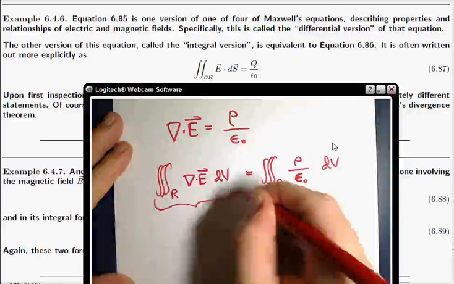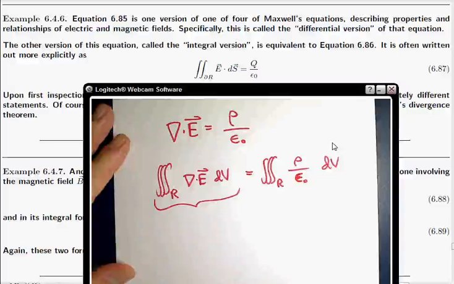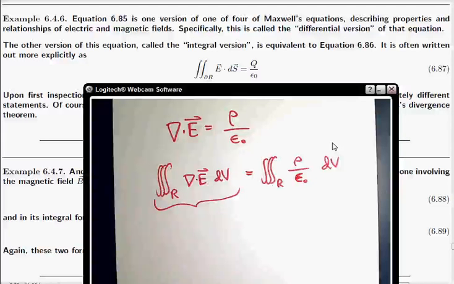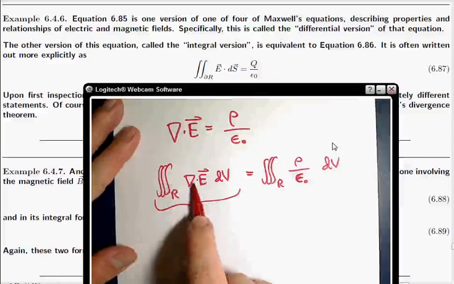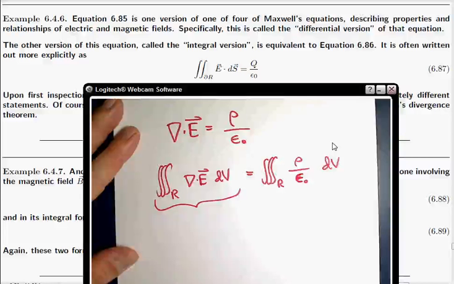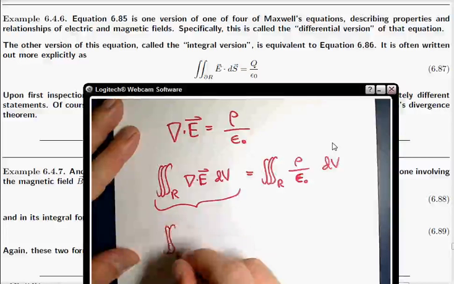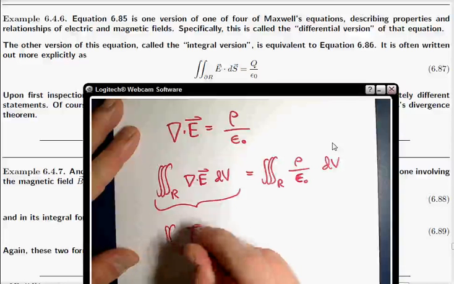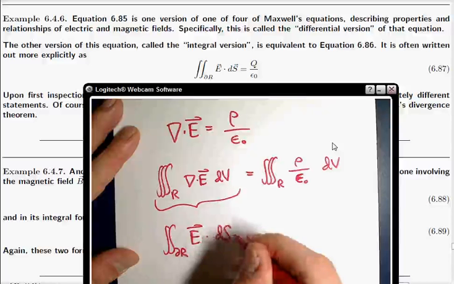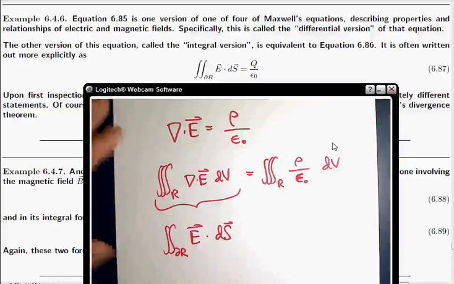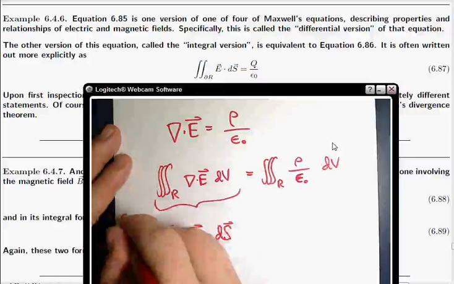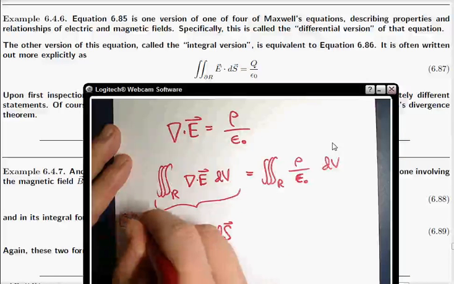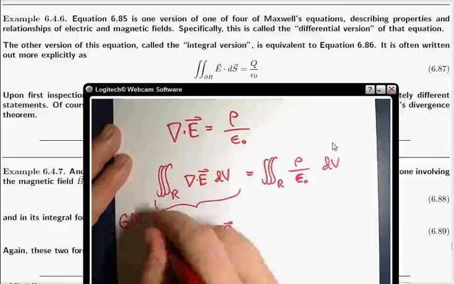Well, with this side of the equation, triple integral of divergence, that screams Gauss's divergence theorem, right? And in fact, what Gauss's divergence theorem says is that a triple integral of divergence gives you boundary flux. So I can rewrite that as flux through the boundary of R of the electric field. So this right here is Gauss's divergence theorem. That's how you get from there to there.